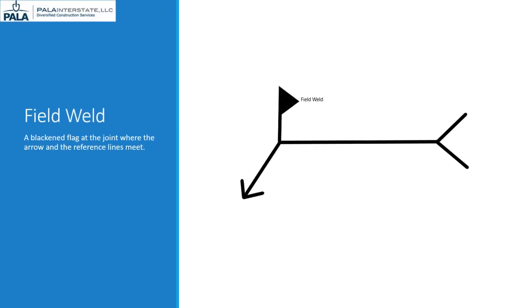A blackened flag at the joint where the arrow and the reference lines meet indicates that a weld is to be made in the field. Consequently, if the flag is white in the middle, or there is not a flag at all, it indicates that the weld was made in the shop. This may seem like a minor detail, but it is important to know which welds are your responsibility and if a weld is missing.